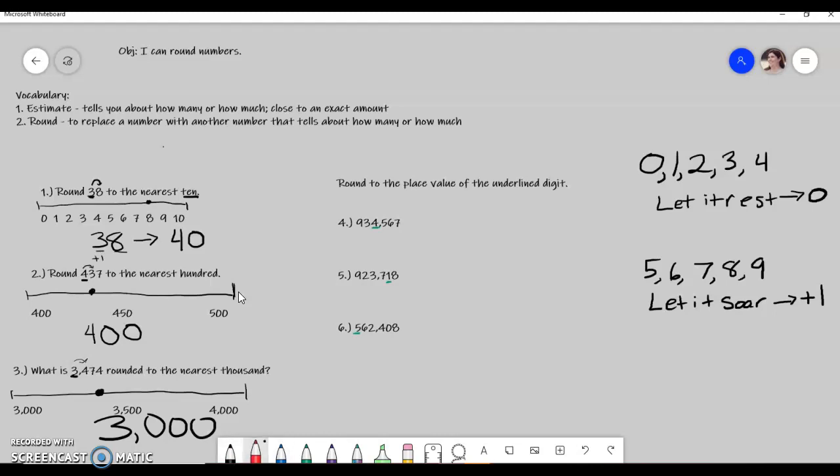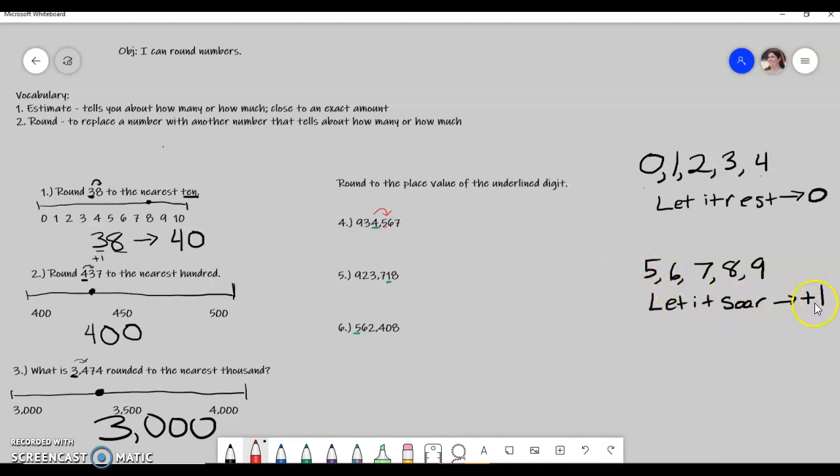We have 934,567, and they want us to round to this place value. Well, that's the thousands place. So that means I need to look at my neighbor, which is in the hundreds place. Because that is a 5, let's go to my rules. So here, I'm looking for 5. 1, 0, 1, 2, 3, 4. Nope. Oh, there's 5. So we need to let it soar.